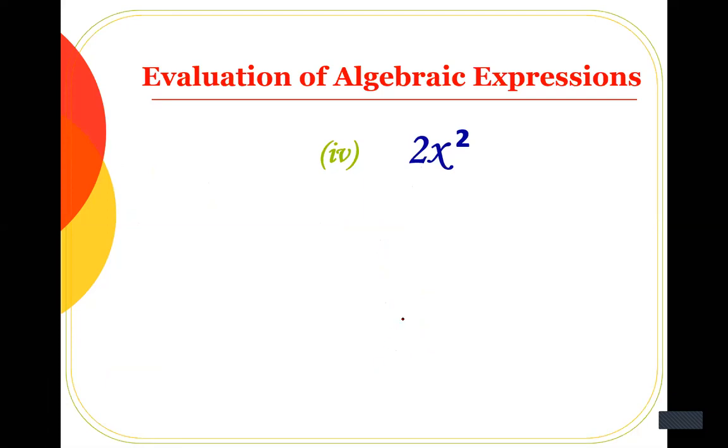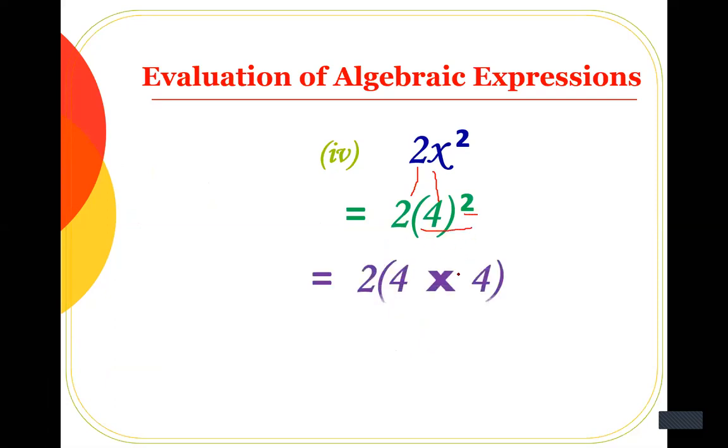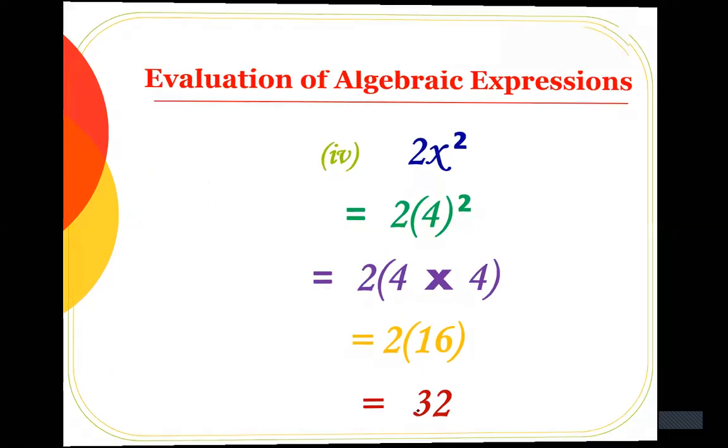Now I'm going to show you again. This is your coefficient, this is the value of your variable, and this is your exponent. Then open this bracket. Do not multiply 2 multiplied by 4 here. So you will simply write 4 multiplied by 4. Now multiply this number. So 4 multiplied by 4 will become 16, and 2 multiplied by 16 will become 32.